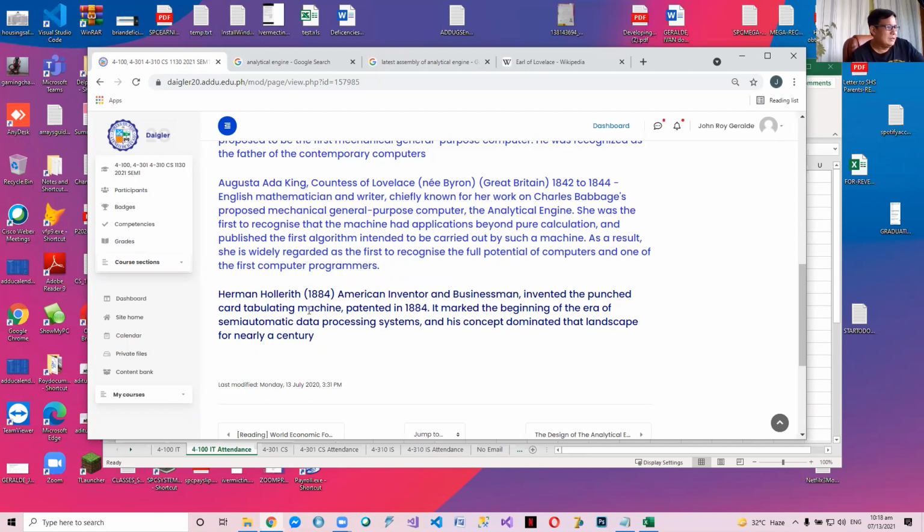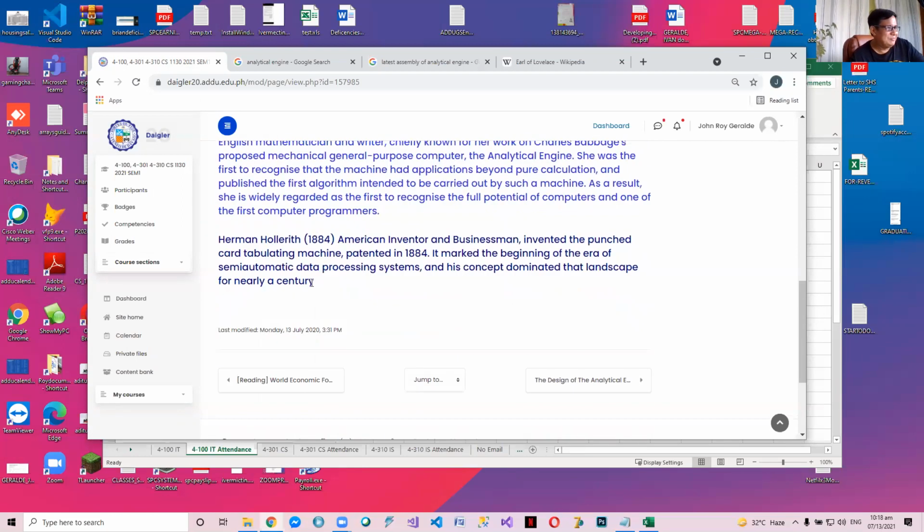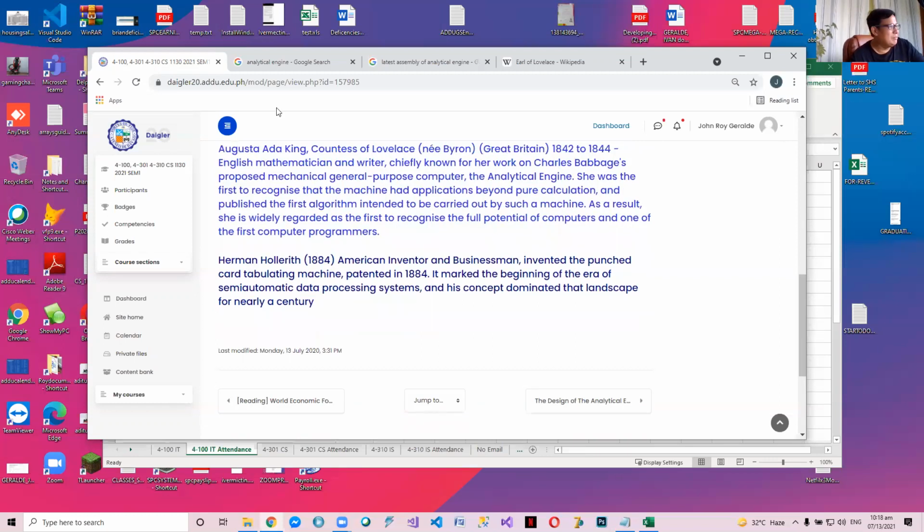Herman Hollerith became the founder of a company called the American Tabulating and Computing Company, ATCC. Later it was renamed IBM, which was the first recognized tech giant. His concept dominated the landscape and became very popular. Any questions so far? Now it's time for us to look at the analytical engine.